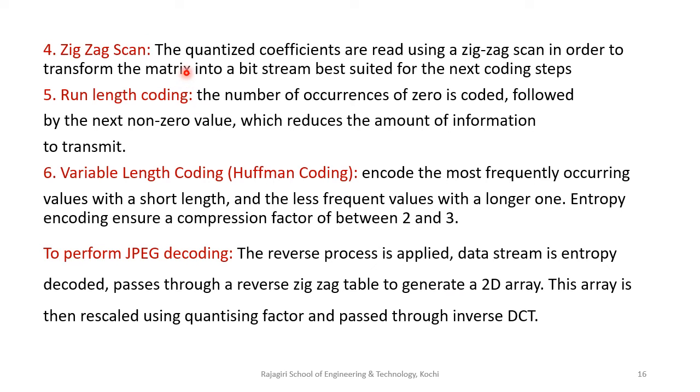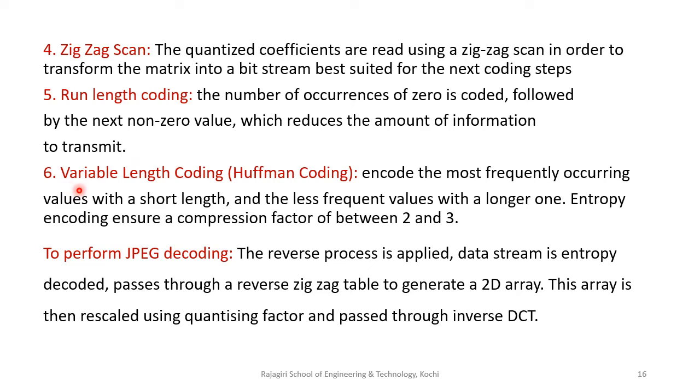In the next step, the quantized coefficients are read using a zigzag scan. This is used to transform the matrix into a bit stream. This is followed by run length coding. So in run length coding, the number of occurrences of 0 is coded followed by the next non-zero value. This in turn reduces the number of bits needed for transmission.